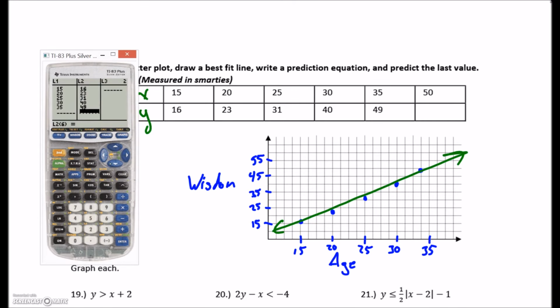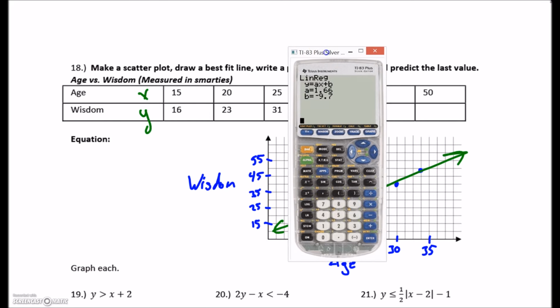Okay, so now I've got all these ordered pairs punched in. I go to Stat, over to Calculate. Now that I've punched in the values, I go down to number 4, which is Linear Regression. I hit Enter, and you'll have two options here, either where you just hit Enter again, or you'll have to scroll down to Calculate and hit Enter. So I hit Enter, and basically it tells me that y equals ax plus b, and it gives me the a value and the b value. In other words, it's giving me the slope and the y-intercept.